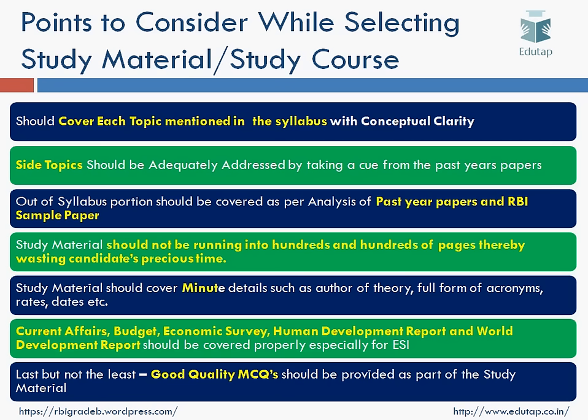Any material which we select to prepare for the exam should have the following characteristics. It should cover each topic mentioned in the syllabus with conceptual clarity. Side topics, that is, the topics which are remotely attached to the main topics, should be adequately addressed by taking a cue from the past year papers. The out of syllabus portion should be covered as per the analysis of past year papers and the RBI sample paper. Study material should not be running into hundreds and hundreds of pages, thereby wasting candidates' precious time.